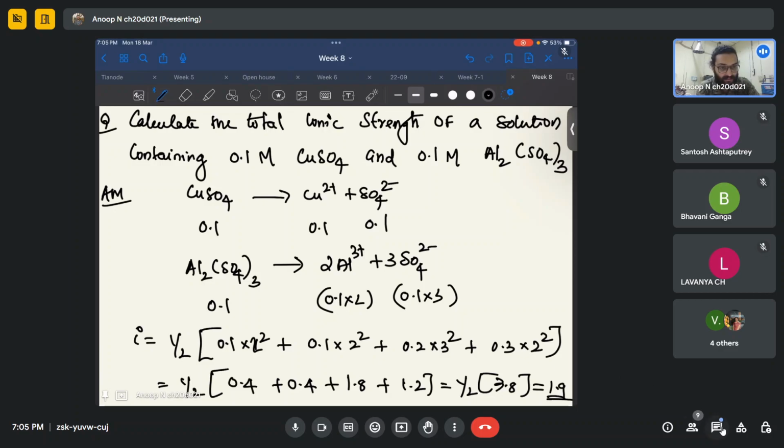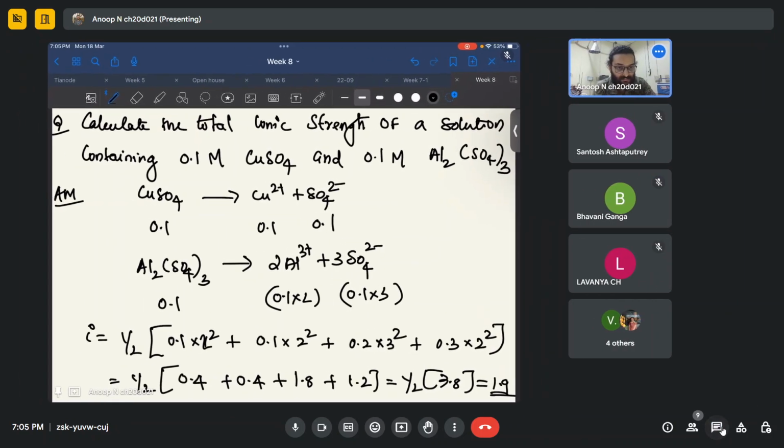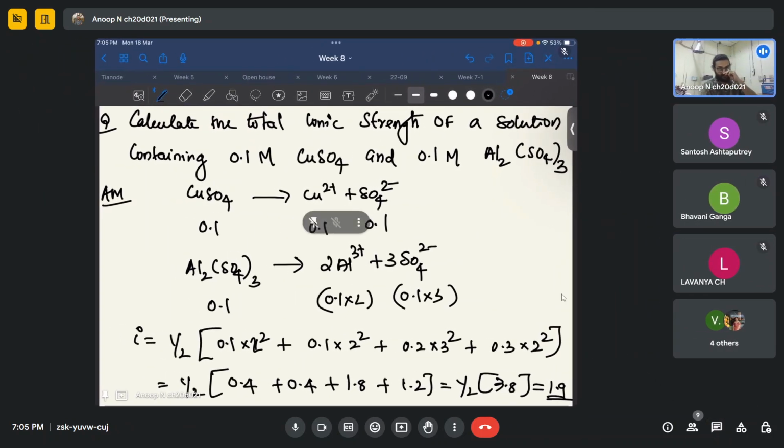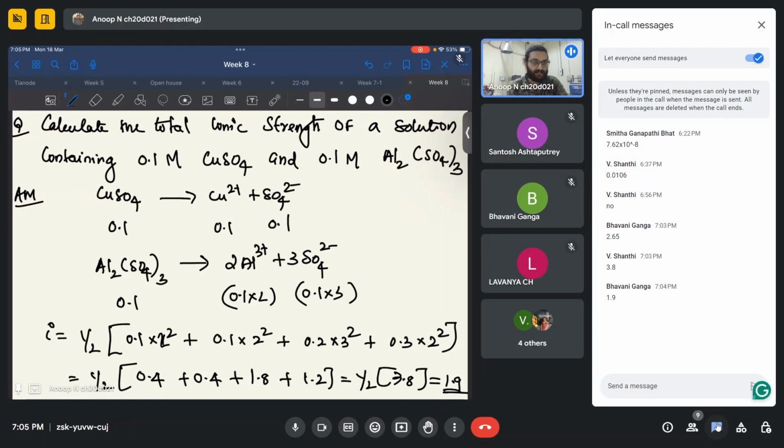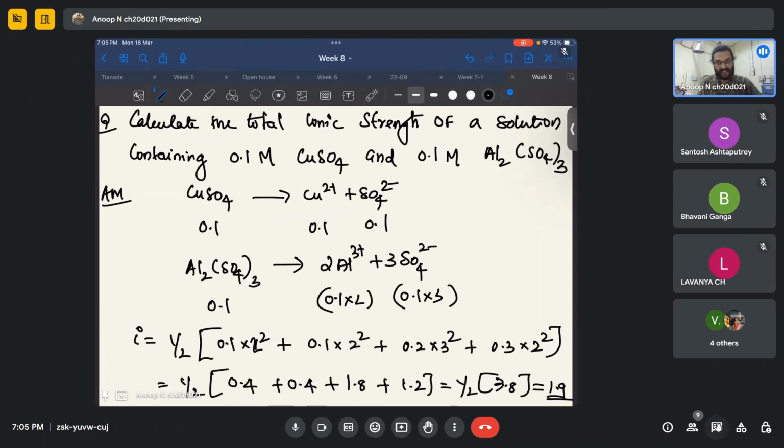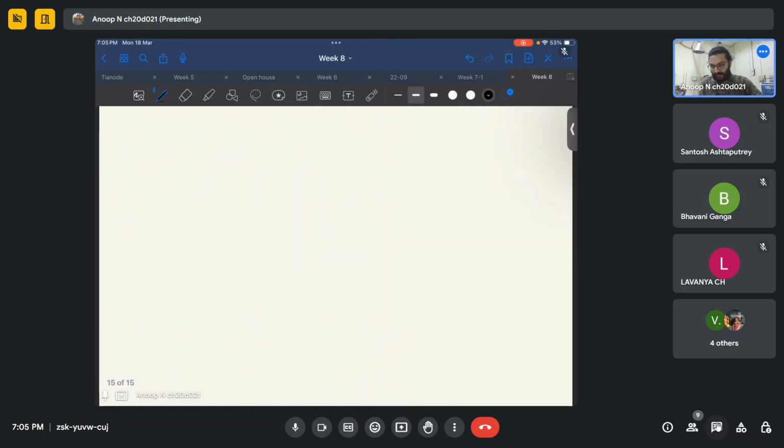Is that correct? Yeah, I think Shanti missed dividing by 2. So this is something easy, and you just have to take care of the dissociation numbers. So let's move on to the next problem.